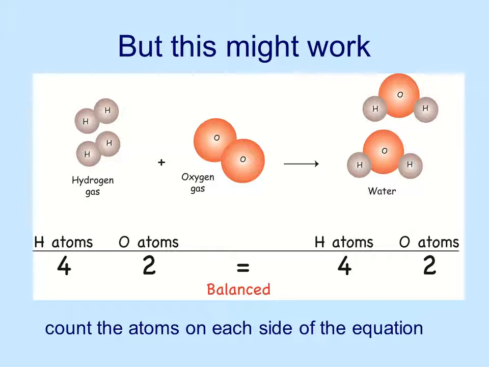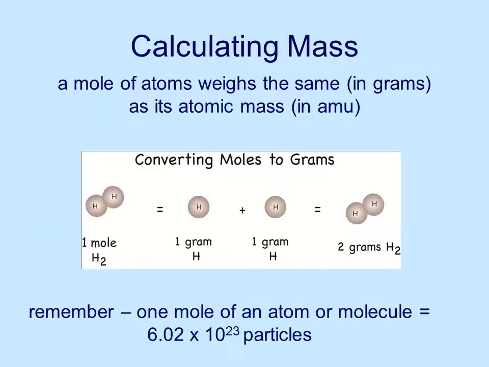We'll note that we have 4 atoms of hydrogen on both sides, and we have 2 atoms of oxygen on both sides. So this is what we would call a balanced equation. Now, the other thing that we can do is calculate mass. If we want to know how many moles of something that we want to add, we can tell that from the equation.